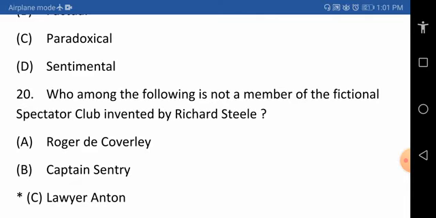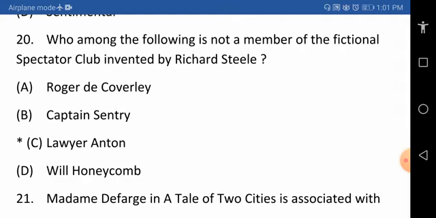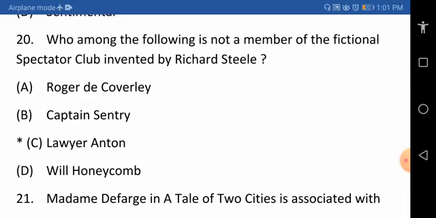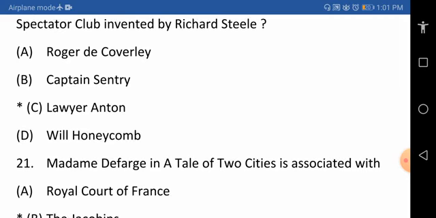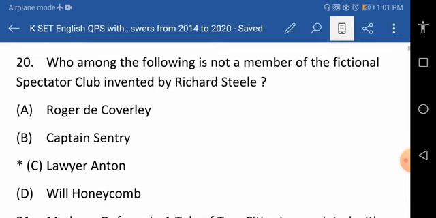The Spectator Club was invented by Richard Steele. Which of the following is not a member of that club? They ask. The options are Roger de Coverley, Captain Sentry, Lawyer Anthony, and Will Honeycomb. The answer is Lawyer Anthony was not a member of the fictional Spectator Club.